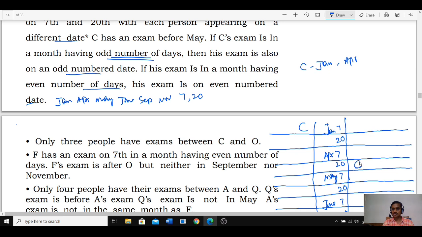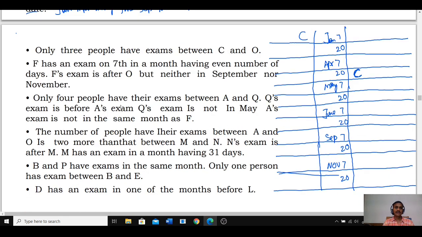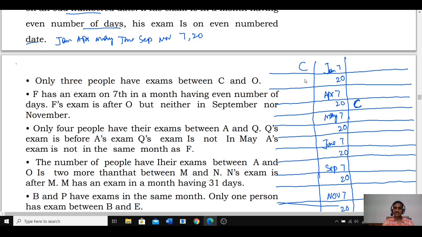Hence how many possibilities? 2 possibilities. ఇంతకు ముందు మనం సెట్ లో డిస్కస్ చేసిన సేమ్ కండిషన్ ఇక్కడ. And only 3 people between C and O. C ki O ki మధ్యలో how many people are there? There are exactly 3 people. ఇక్కడ మనకి 1 2 3, 3 people between C and O. Only 3 people between C and O.